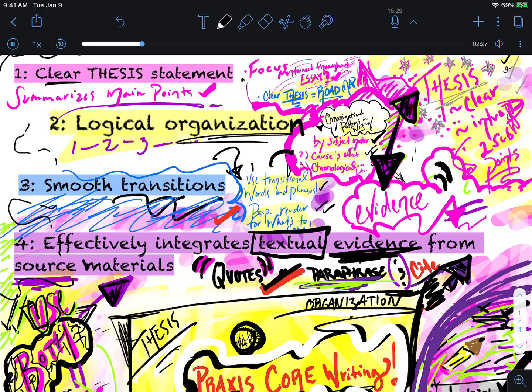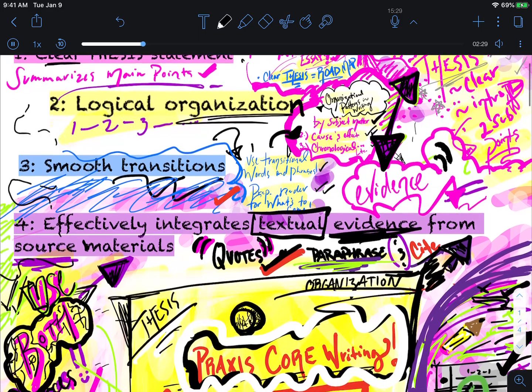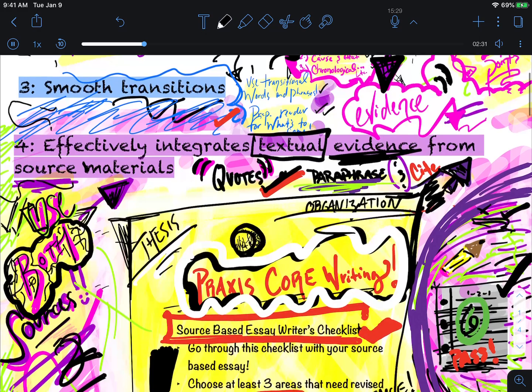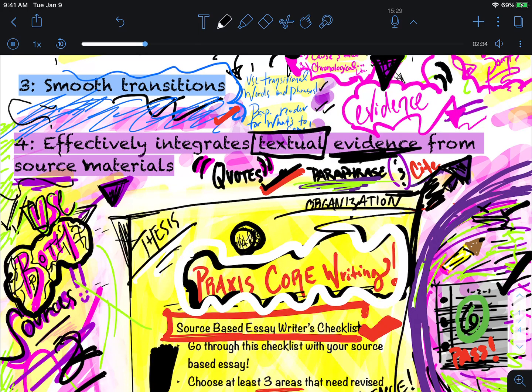Okay, now we're going to move on to smooth transitions. With item 3, I'm talking about what kinds of transitional words or phrases are you using between your paragraphs and what types of content are contained in your paragraphs to prepare the reader for what's coming up next or what they may have read in the paragraph before. So just remember, use your transitional words and phrases and get the reader prepared. Okay.